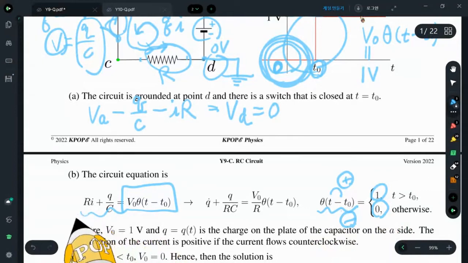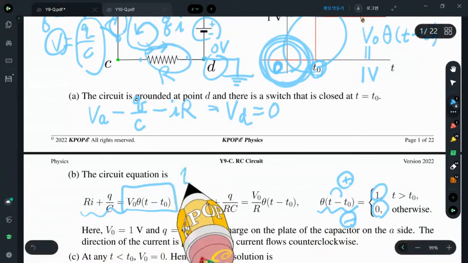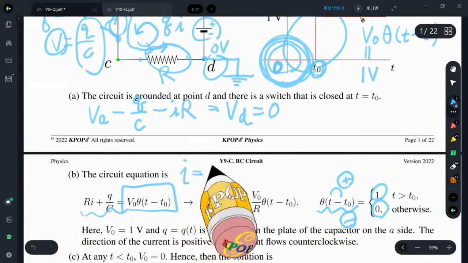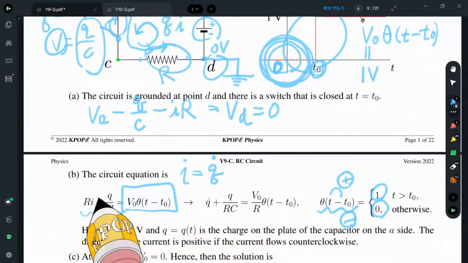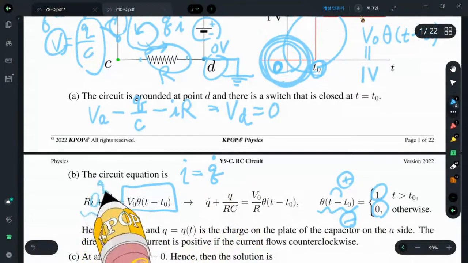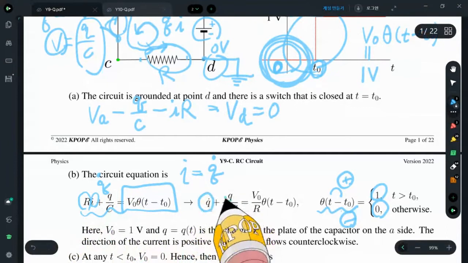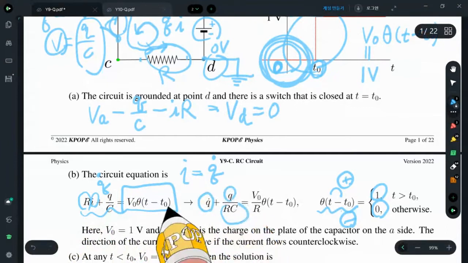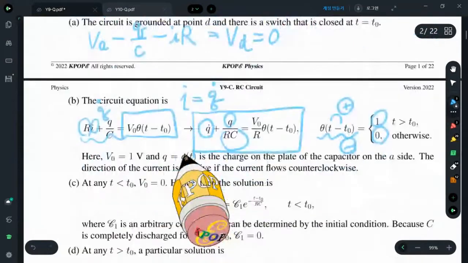Okay, so we are ready to solve this problem, but we know the current is the time derivative of charge. So why don't we replace this one with Q dot, and why don't we divide both sides by R? Then we have Q dot plus Q over RC equals V0 over R, and this is the equation of motion, this circuit equation.